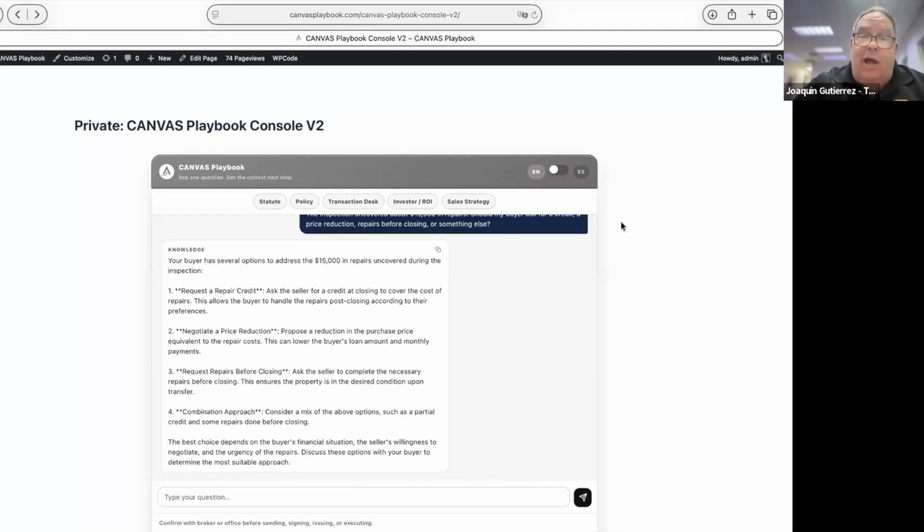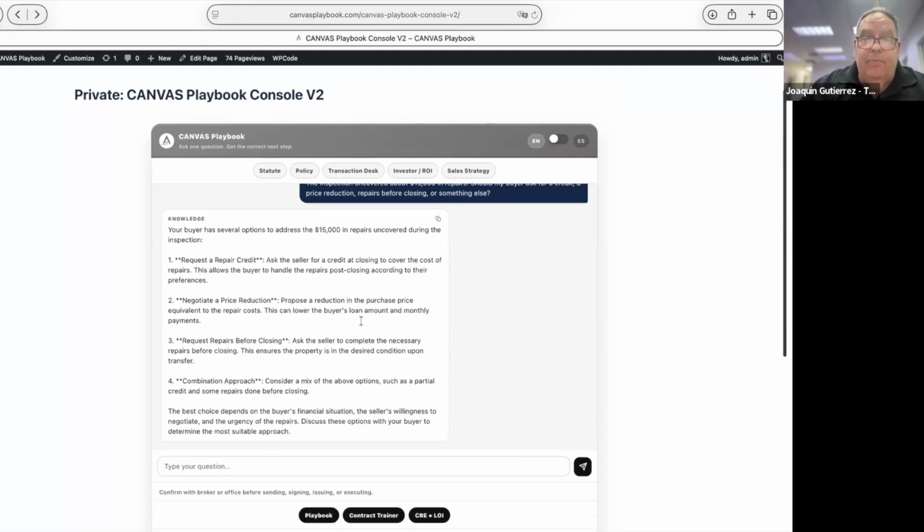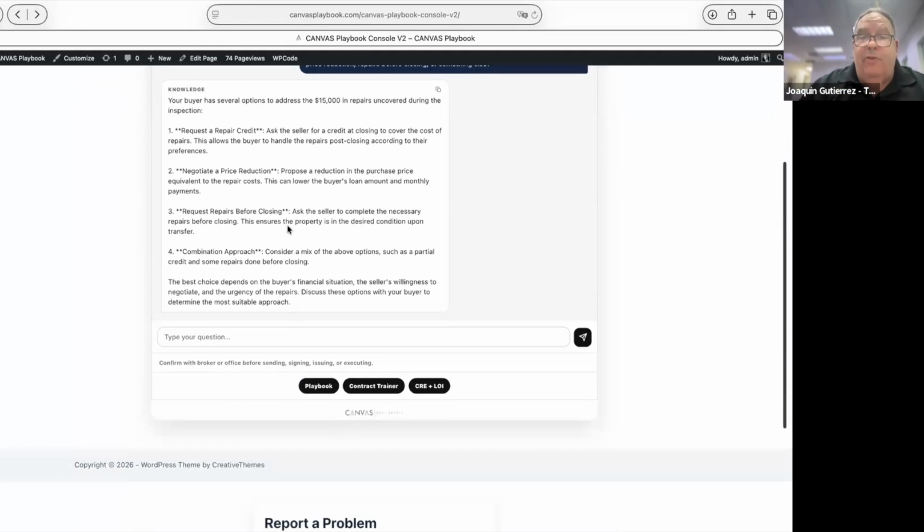Your buyer has several options to address the $15,000 in repairs uncovered during the inspection. Request a repair credit. You can ask the seller. Negotiate a price reduction. Request repairs before closing. All right. Ask the seller to complete the necessary repairs. Combination approach. Consider a mix of the above options, such as a partial credit and some repairs done before closing.